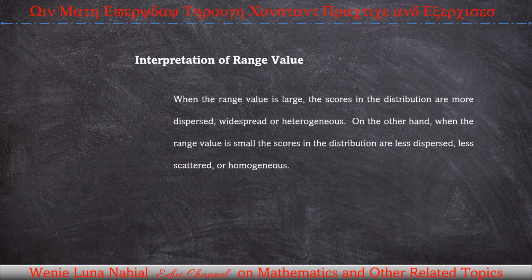Interpretation of range value. When the range value is large, the scores in the distribution are more dispersed, widespread, or heterogeneous. So that's what we were talking about earlier. On the other hand, when the range value is small, the scores in the distribution are less dispersed, less scattered, or homogeneous.